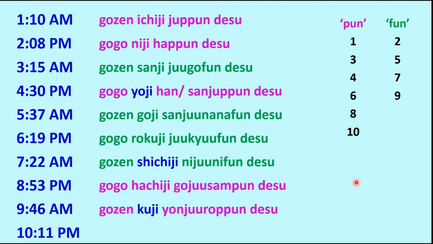And the last example is 10:11 p.m. Can you try, friends? What will be in Japanese 10:11 p.m.? Just try. So PM is Gogo. 10th hour or 10 o'clock is Juji. And 11 minutes is Juipun. Juipun desu. So Gogo Juji Juipun desu. This is 10:11 p.m. I hope this is clear, and these examples have covered almost all possible combinations of the numerals for minutes and also 1 to 10 hours.